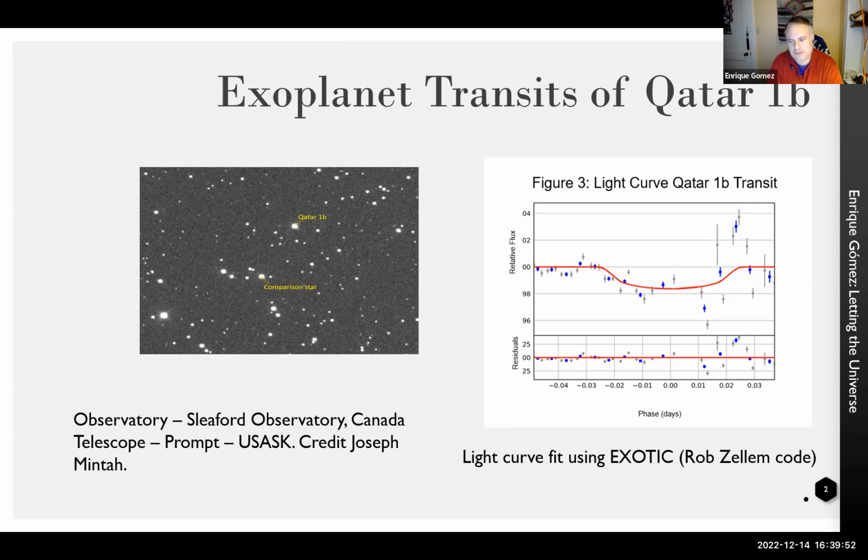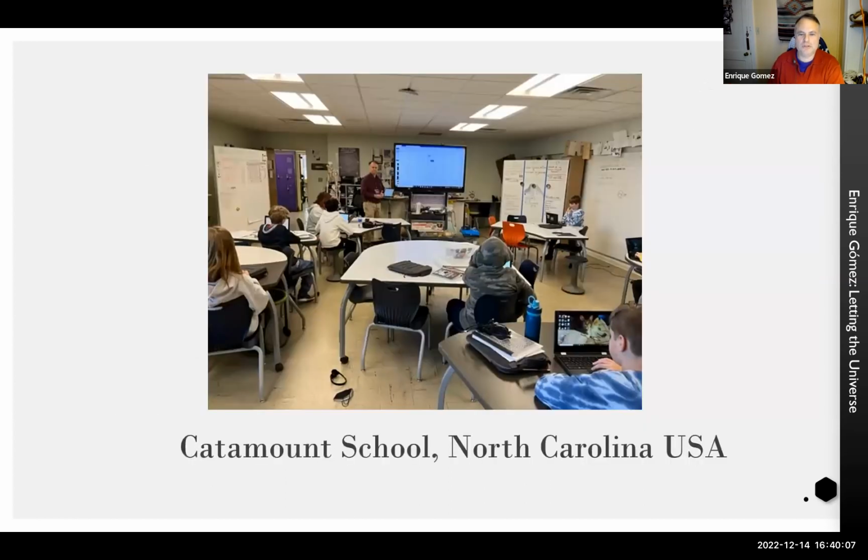But the idea here is to generate something like this, a light curve that tells you what transit event has happened. And this, as an example, is an EXOTIC generated light curve of Qatar 1 that my student actually generated using this publicly available code. But this is actually what it looks like in the field.